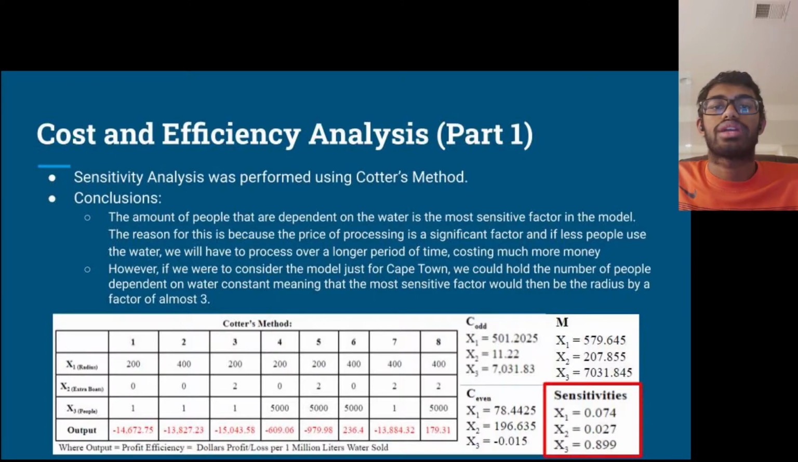To calculate the efficiency of the model, we decided to use the Cottas method. Using this method, we concluded that the amount of people that are dependent on the water is the most sensitive factor in the model. The reason for this is because the price of processing is a significant factor, and if fewer people use the water, we will have to process over a longer period of time, which costs us more money. However, if we were to consider just the model for Cape Town, we could hold the number of people dependent on the water constant, meaning that the most sensitive factor would then be the radius of the iceberg by a factor of almost 3.